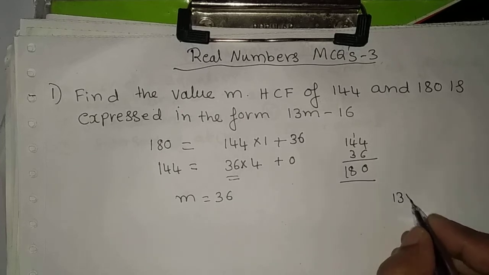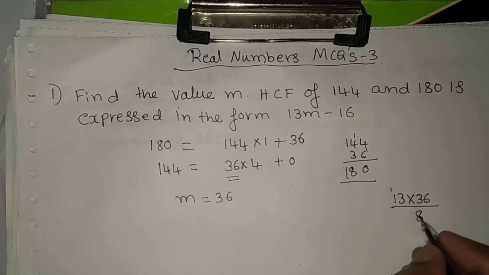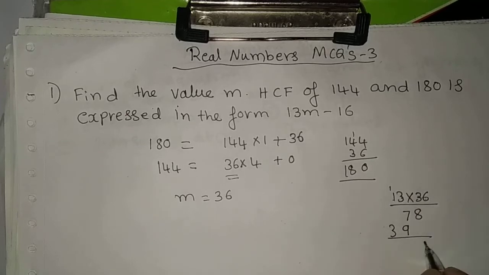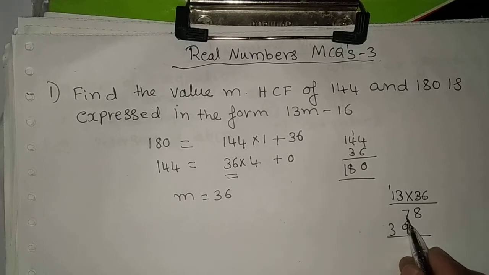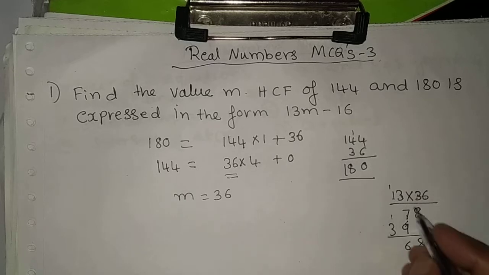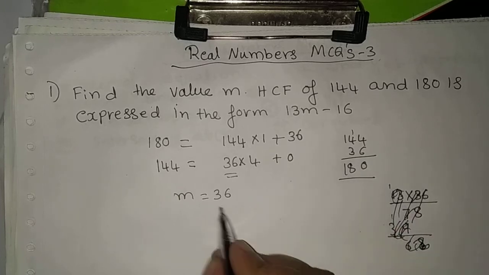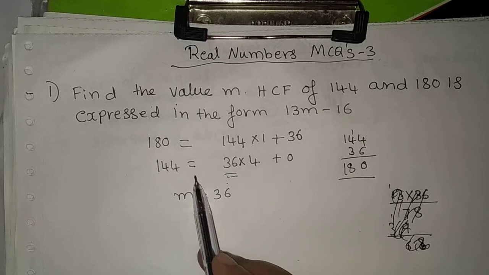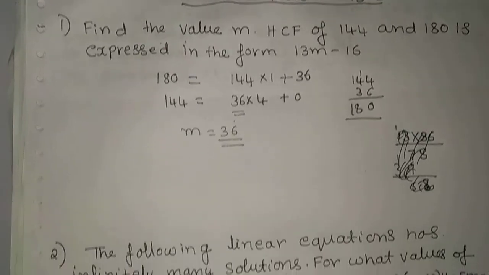So 13 into 36 is 468. Okay, so here in this problem m is 36. So to find the value of m, take these two numbers and find the HCF of the two numbers. So 36 is the value of m.